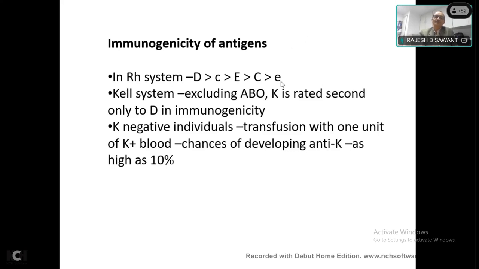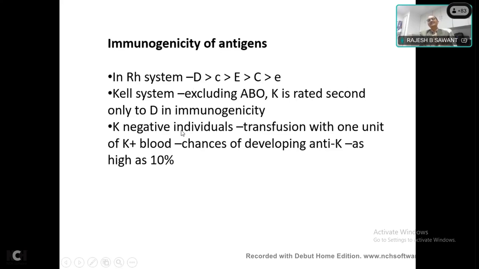Also, I talked about immunogenicity in the beginning. So you should know that the D antigen is very immunogenic, followed by the little c, capital E, capital C, and the least immunogenic is little e. Also, the Kell system will also be rated as second only to D in its immunogenicity, right?